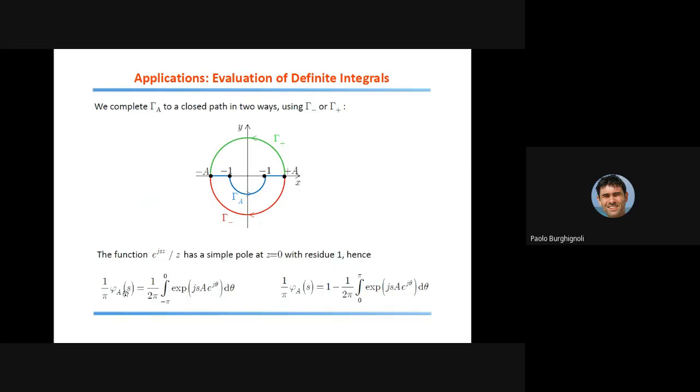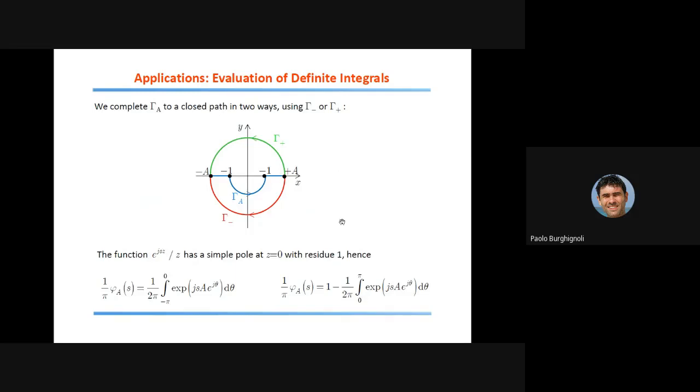So therefore, if you close downwards, we can write that our function, our 1 over pi times phi, is equal to the integral around the red curve. Otherwise, if you close upwards, you have that our function is equal to 1, the residue, minus the integral around the green part, which is what is written on the bottom right part of this slide.